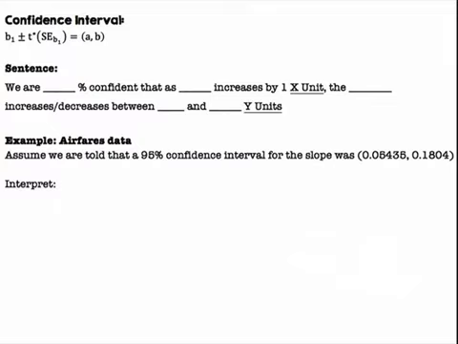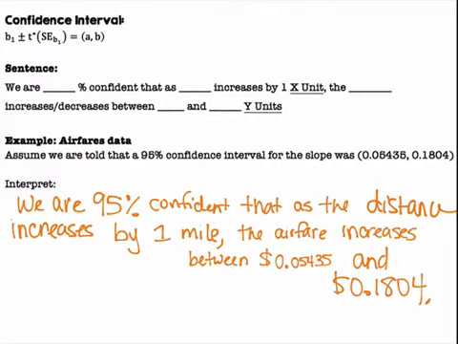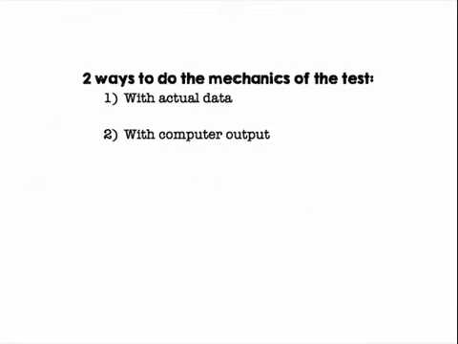So example, assume that we are told, so we're talking about airfare data. Assume we are told that the 95% confidence interval for the slope was 0.05435 and 0.1804. So we could say we are 95% confident that as the distance increases by 1 mile, the airfare increases between $0.05435 and $0.1804.